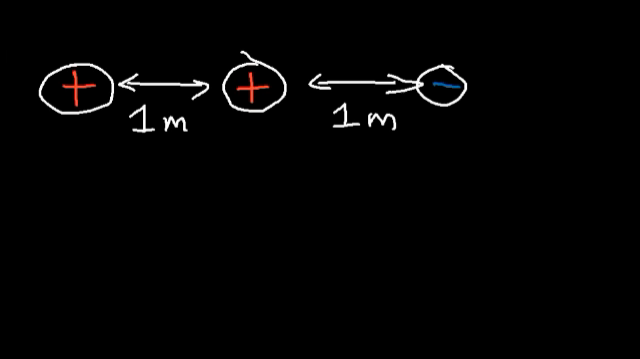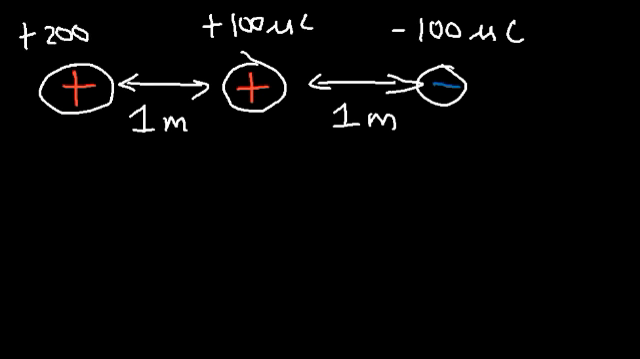Now let's work on a problem where we have 3 point charges. Let's say a positive charge, another positive charge, and a negative charge. And let's say that they're separated by a distance of 1 meter. Let's say that the magnitude of the negative charge is 100 microcoulombs, and for the one in the middle, it's positive 100 microcoulombs, and the other one in the far left is positive 200 microcoulombs. So let's call this Q1, Q2, and Q3.